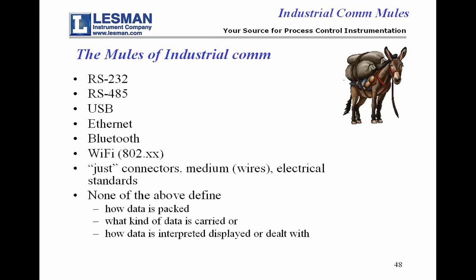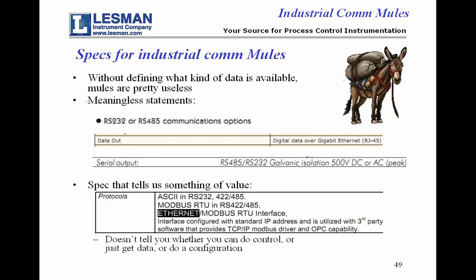This slide lists off what I call the mules of industrial communication, and you probably recognize all of them because you've heard them at one time or another: RS-232, RS-485, Ethernet, Bluetooth, and so on. It's important to understand that none of these things up here define how the data is packed, the kind of data that's carried, or how it's displayed or interpreted at either end of the communications link. I've clipped off in this slide some screenshots of specifications from spec sheets for various products that we have. And in my mind, these are essentially meaningless statements because it doesn't tell you the tasks that you can accomplish with this piece of equipment. It just tells you you've got a mule that carries data there.